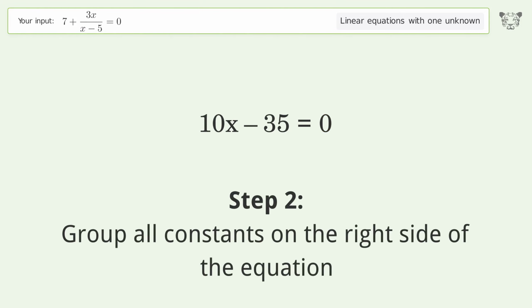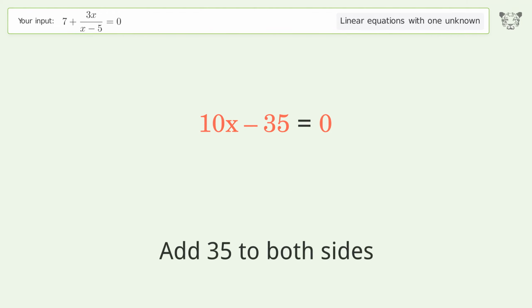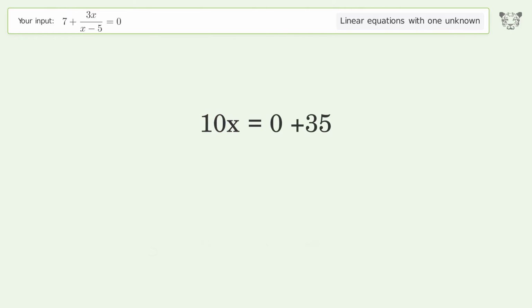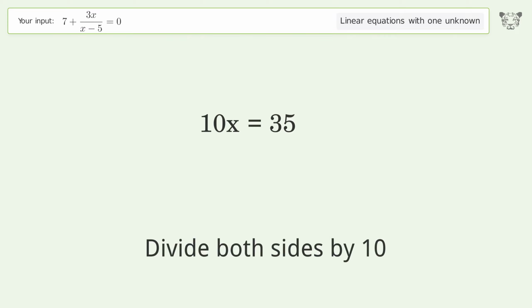Group all constants on the right side of the equation. Add 35 to both sides. Simplify the arithmetic. Isolate the x. Divide both sides by 10.